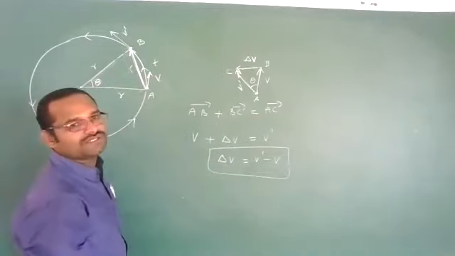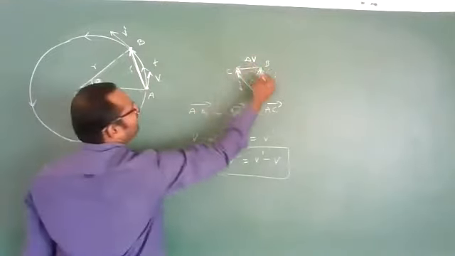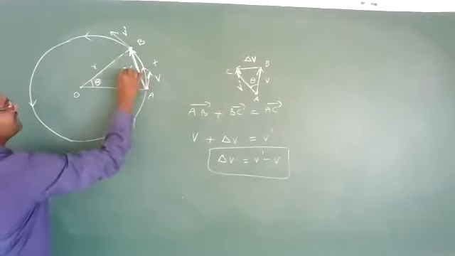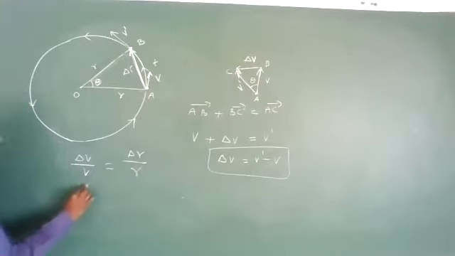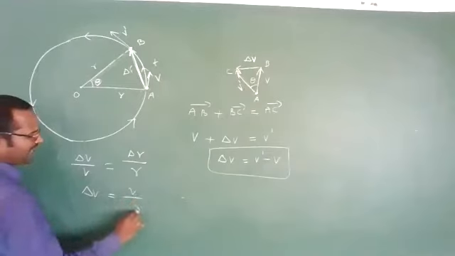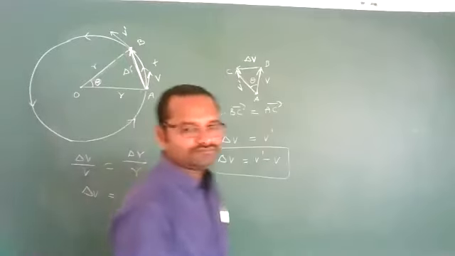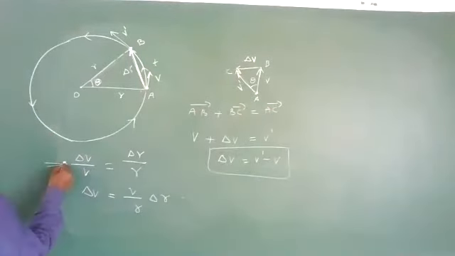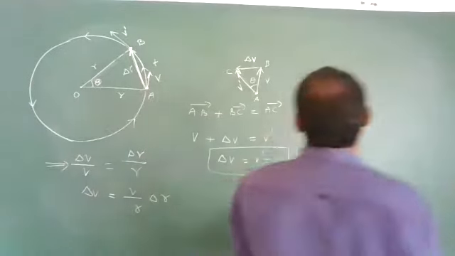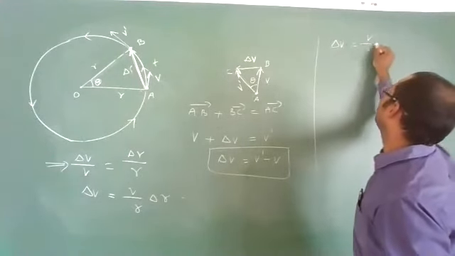Now from the similar triangle concept, delta V upon V can be written as delta R upon R. So delta V can be written as V by R into delta R. Can we write like this? Yes, cross multiply it and you will get the answer. This is how I am writing from the similar triangle concept. Now we have the result: delta V equals V by R into delta R.